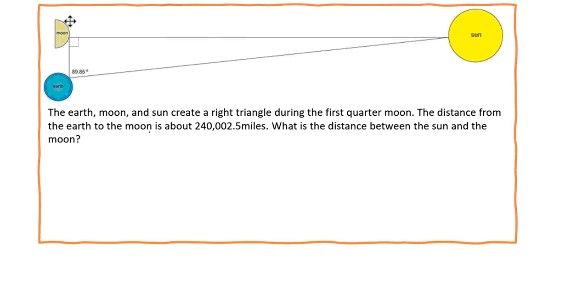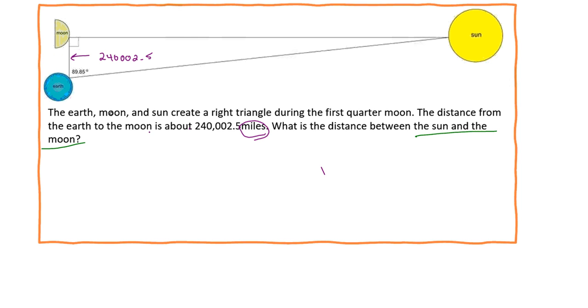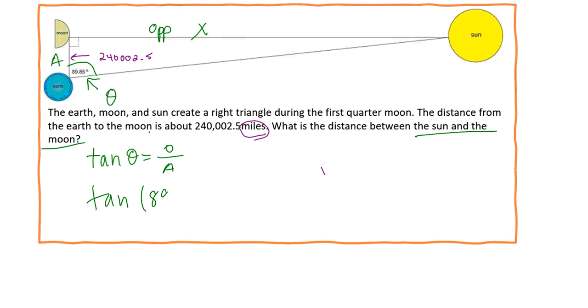So from the Earth to the Moon, this side is 240,002.5. Now you've got to be careful and make sure you keep your units consistent. Keep that in mind for when you do the worksheets. Anyways, it wants to know the distance between the Sun and the Moon, which is this side right up here. I have this angle, the adjacent side, and the opposite side. Hypotenuse is the longest side, which means I'm going to use tangent. Tangent of theta is opposite over adjacent. So tangent of 89.85 degrees equals x over 240,002.5.